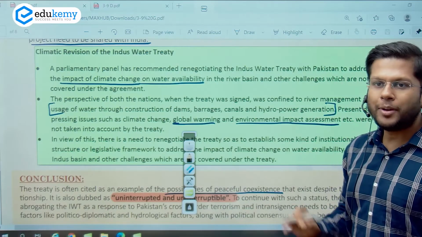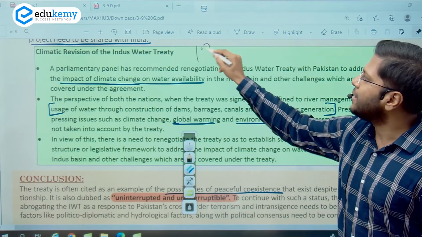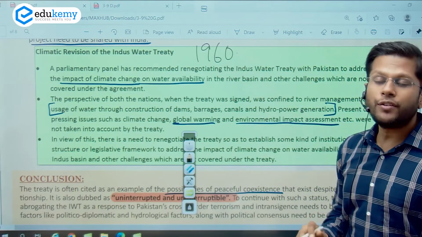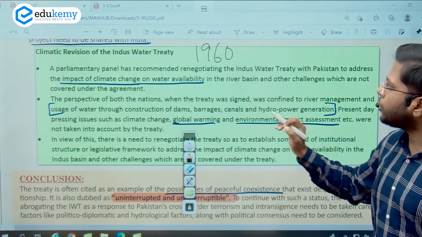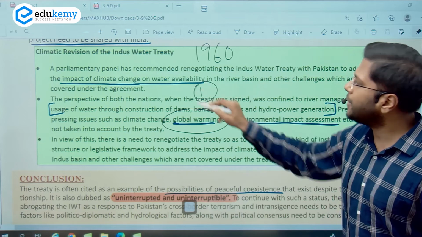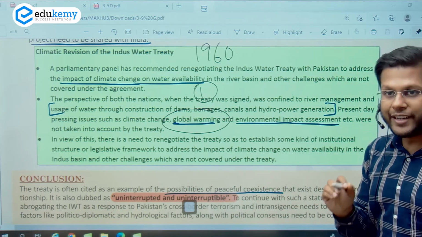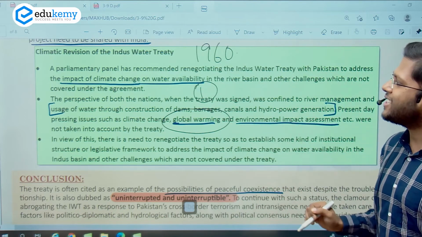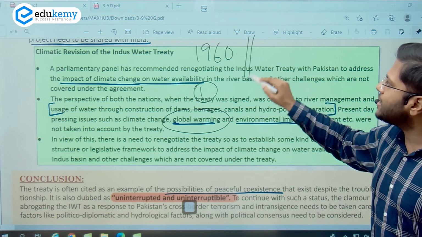This treaty was formulated in the year 1960, and right now we are living in the times of 2021, and therefore there is a possibility that we should consider issues of global warming, issues of water availability, fresh water availability for human civilization, and therefore we could revisit the treaty.